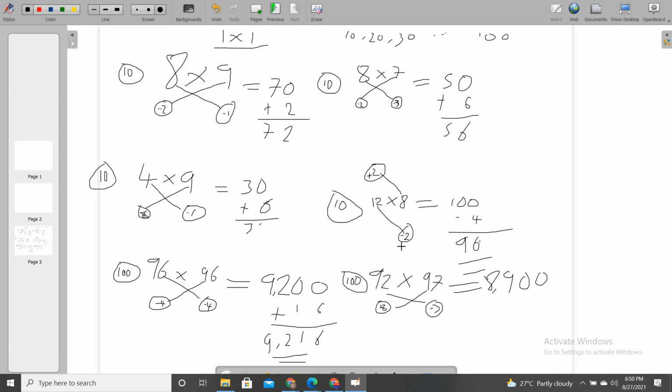12, 12. Hey, are you sure? Negative 8 times negative 3. Here is 8, it's not 4. Okay, so we have positive 24, so plus 24. The whole answer will be 9,924. Okay, so we are going to have, is it 9,000 or 8,000?